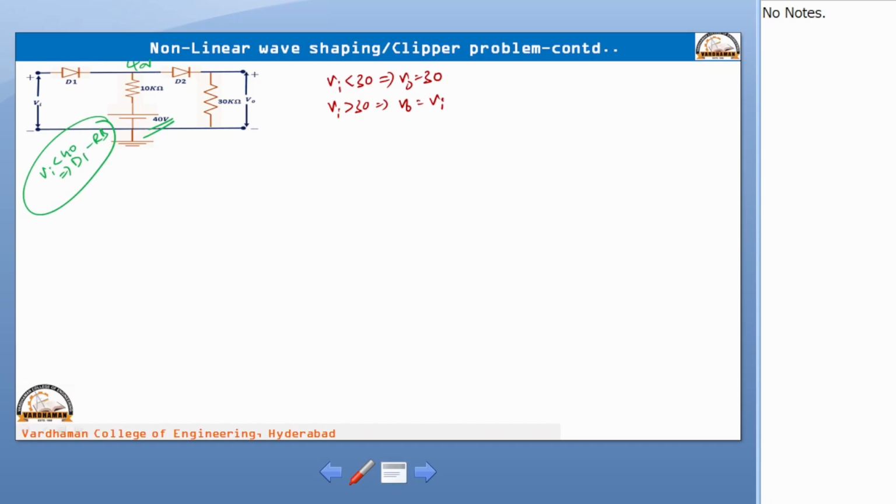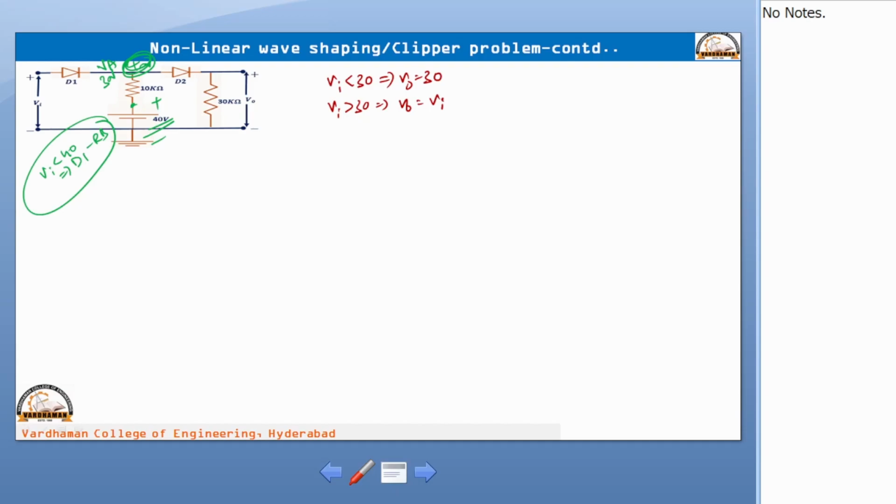40 volts is available here, from this node to this node. But in order to comment on the status of diode D1, in order to give the conclusion on the status of diode D1, 40 volts is not available. This voltage is VA, that is 30 volts only. So, the input voltage is to be compared with 30 volts to give the status of diode D1. That is the critical part of this particular problem.